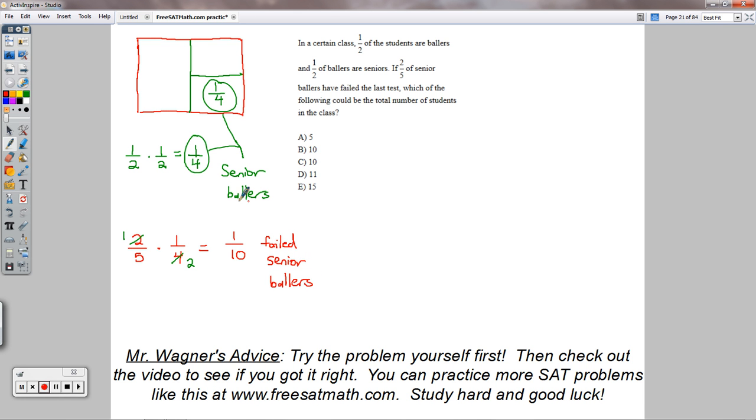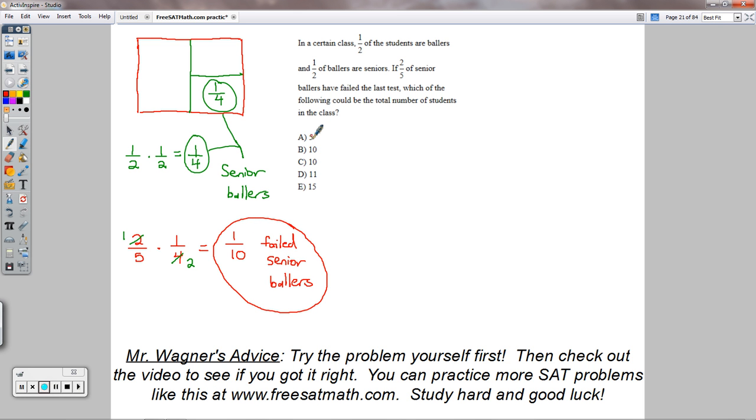And so you've got this class. This is a very important piece of information here. You've got this class that has some senior ballers that failed the last test, 2/5 of that 1/4 of the whole class. So what number could you pick here? Well, we need to have whole people in our class. We can't have 1/2 of a student or something like that.